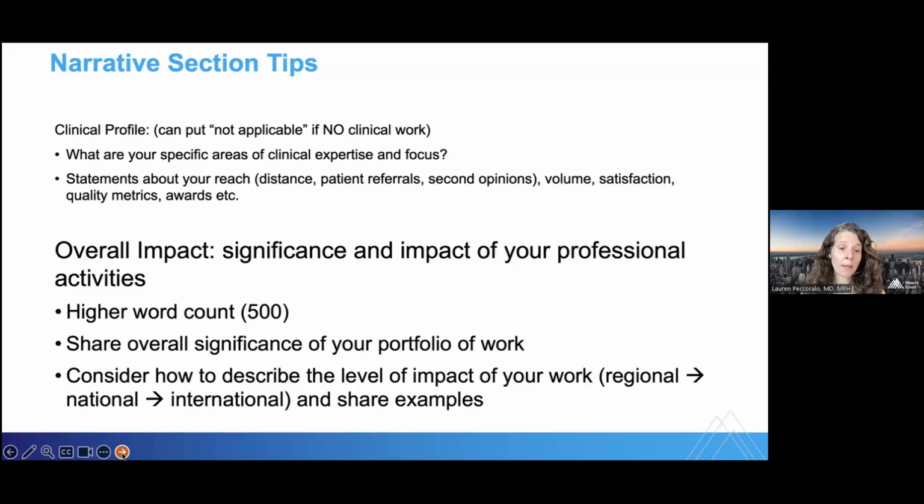And then finally, the overall impact. You want to make sure, so this is really thinking about globally, and obviously you're going to tailor this to what your specific specialty is, and whether you're clinical or research, right? So it's really about sharing the overall significance of your work. And so you don't want to be redundant here. You want to be able to share additional information, and then think about how to describe the impact of your work. And remember, for associate professor, it's really moving into the regional space of impact and maybe moving into the national space. You don't need to worry so much about international impact when you're going to associate professor, although certainly if you have it, great.